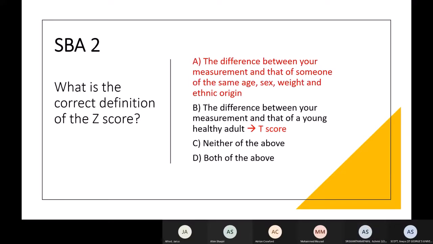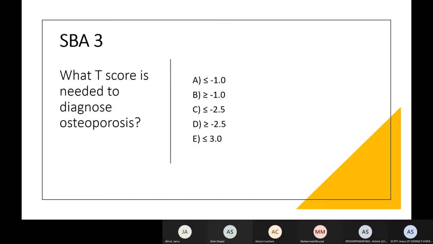So most of you have put A, which is the correct answer. The second one, the difference between your measurement and that of a young healthy adult, is what we call the T-score. So next, SBA. What T-score is needed to diagnose osteoporosis? Less than -1, greater than or equal to -1, less than or equal to -2.5, greater than or equal to -2.5, or less than or equal to 3.